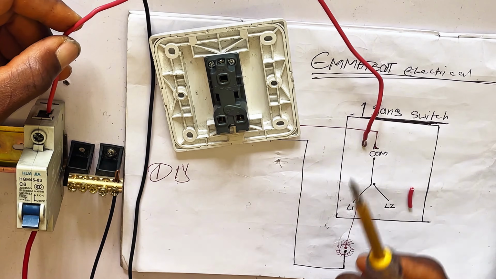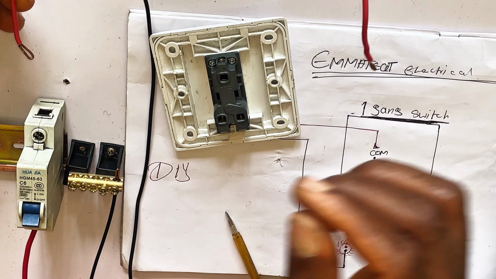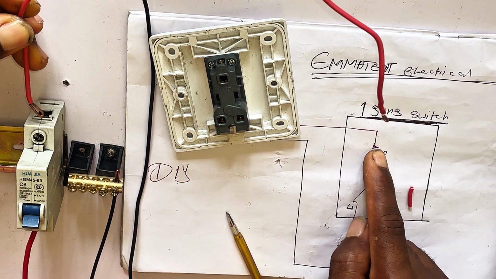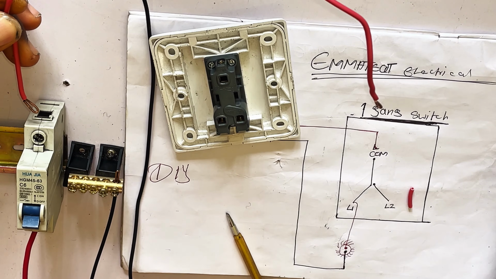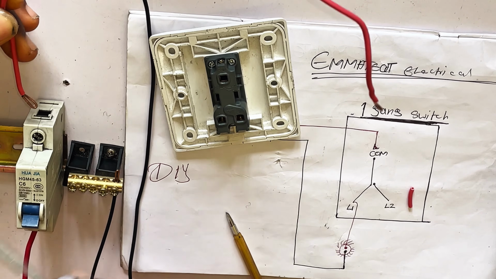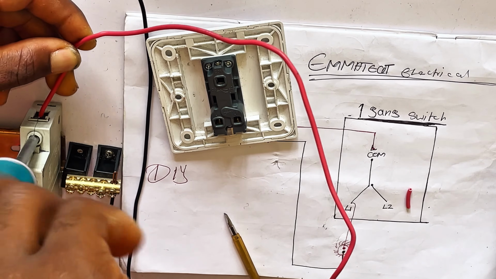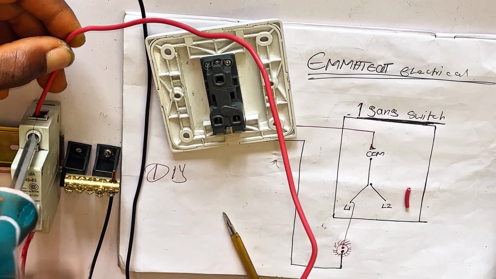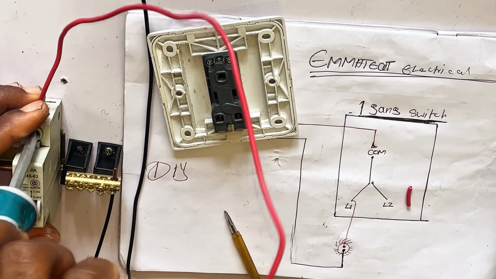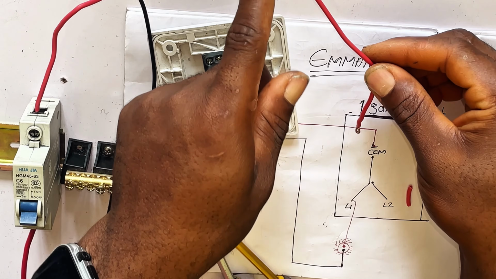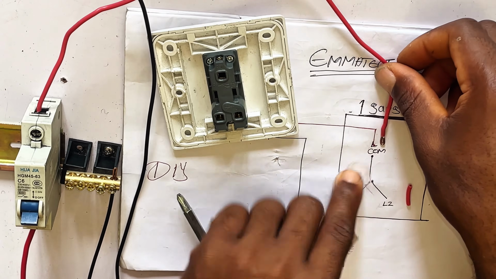So let's go ahead and connect it. I'm going to start by connecting my live wire from my breaker to the common terminal of my switch. Here is my breaker, so let me connect it. Now I'm going to connect this live wire to the common terminal of my switch.